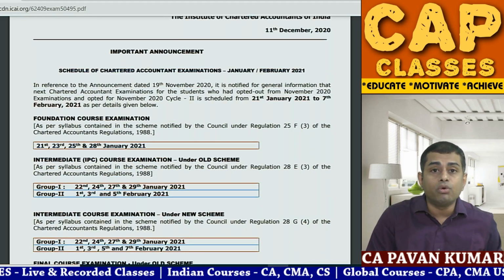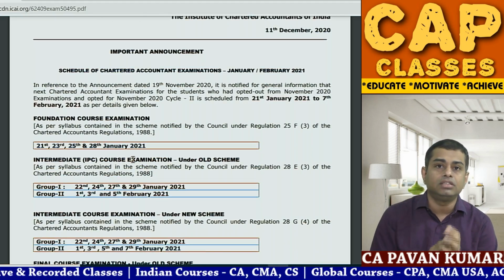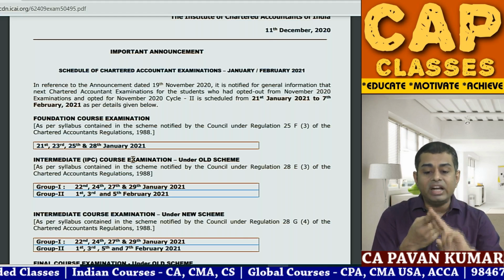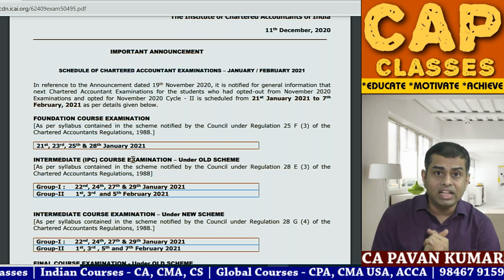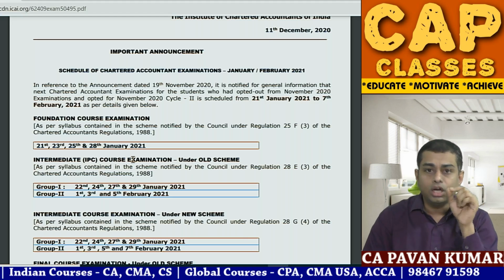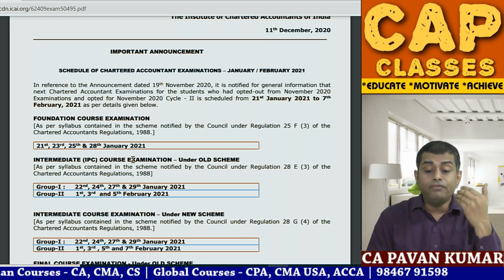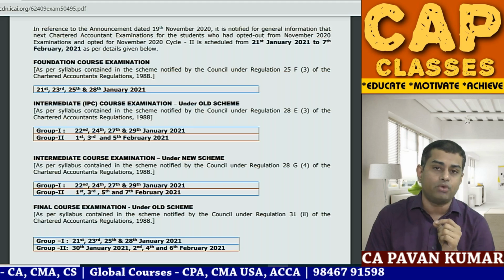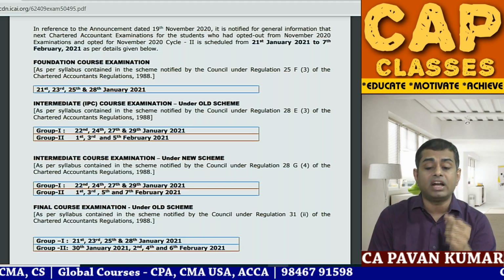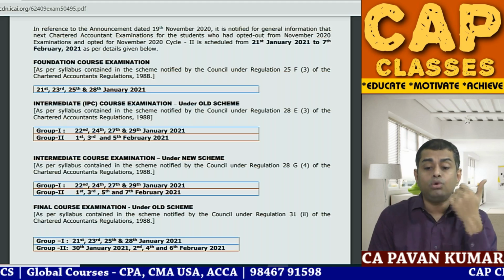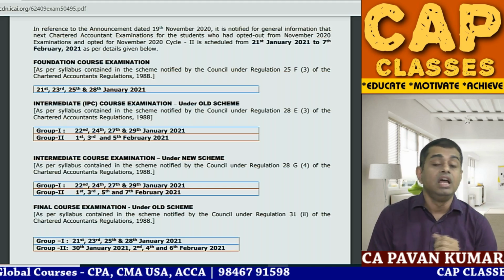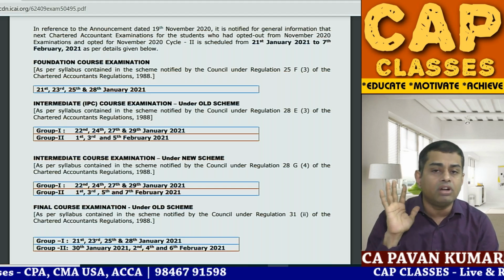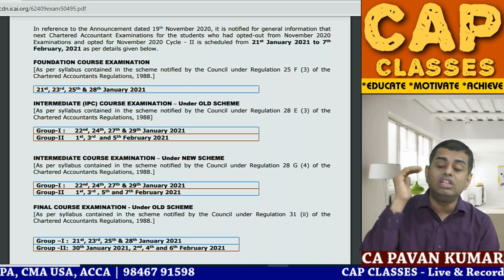Foundation examinations are going to start from 21st of Jan. So if you are a CA foundation student, remember your examination dates: 21, 23, 25, 28. If you are an intermediate old syllabus student, that means IPCC student, your group 1 examinations are to be conducted from 22nd onwards: 22, 24, 27, 29. And group 2 examinations on 1, 3, 5 of February. In February 1, 3, 5 you will write group 2 IPCC old syllabus exams.